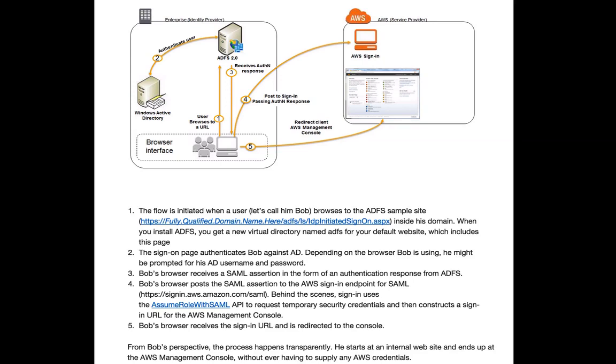If we just start off, imagine a user's at home, working from home, and they need to log into the AWS console. They're on their own home network, so they haven't already signed into the work network. What they would do is browse to a URL, in this example a fully qualified domain name followed by /adfs/ls/IDP initiated sign-on. This is basically an ADFS web server that sits inside a DMZ, inside someone's corporate network.